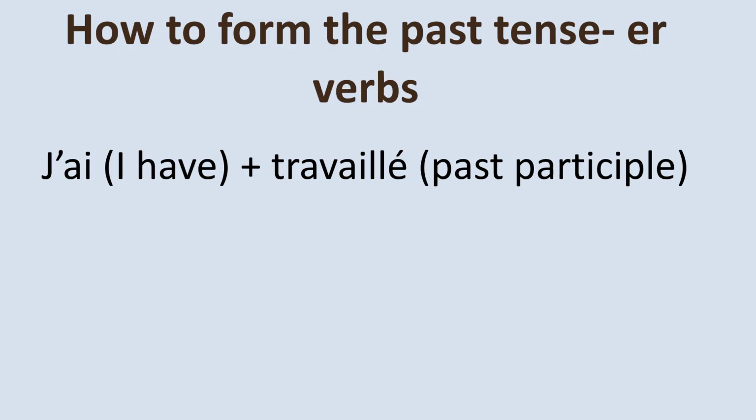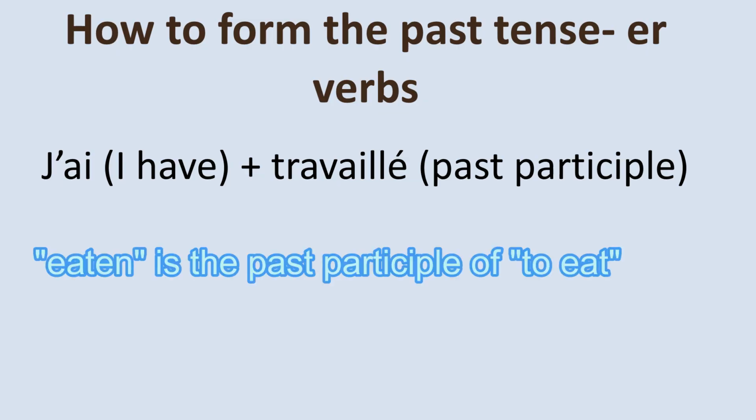But before I give you the past participle, what is a past participle? In English, for the past tense you say I have worked. That ed word is the past participle. If I use an irregular verb like to eat, you can't say I have eated. You have to say I have eaten. So eaten will be your past participle.